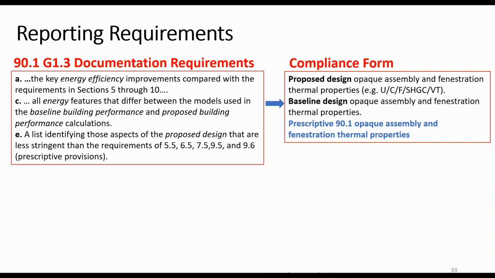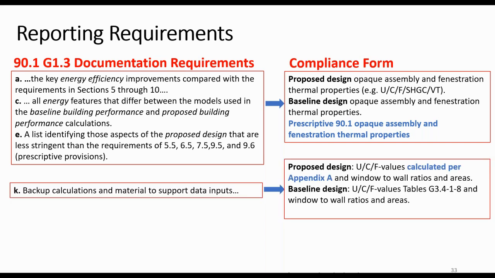So in terms of documentation, we've gone over the meaning of A, C, and E here, I think twice. So I'll skip that, but in order to meet the reporting requirements of 90.1 and show how the baseline and proposed compare, and to show where you are meeting or not meeting prescriptive requirements, the reviewer and the modeler need to see the opaque assembly and fenestration thermal properties, including U, C, F, solar heat gain coefficients, visual transmittance, all those thermal properties, for the proposed design and the baseline design, to see how they compare in order to meet these reporting requirements that you see on the left. The prescriptive requirements also need to be shown for comparison purposes as well.